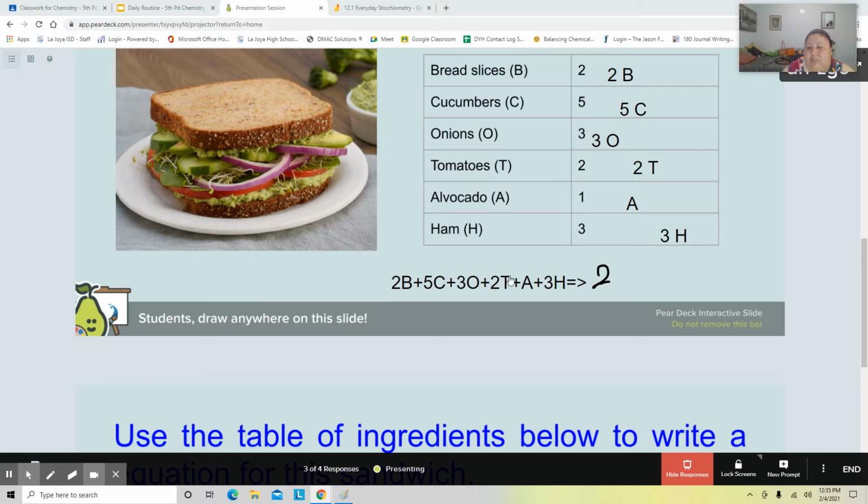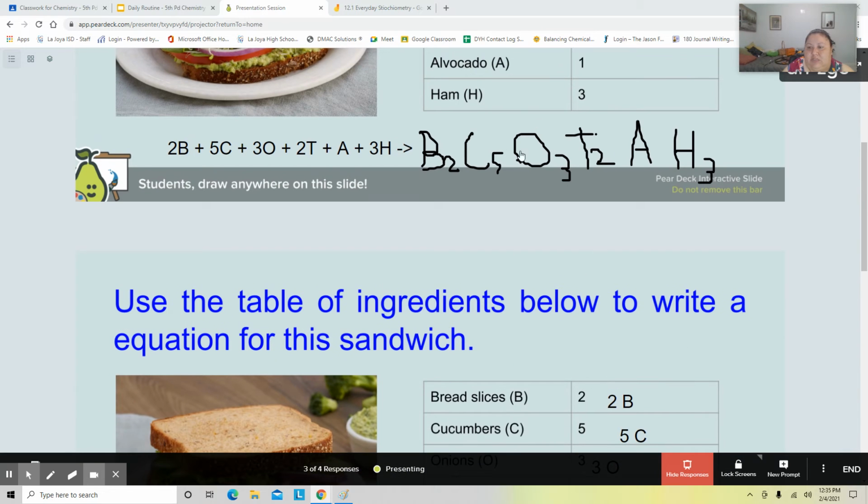Remember, you're going to put the elements, right? The ingredients first. And then the numbers are going to be subscripts, just the way you see it here. Very good. This is my compound. I have B, subscript 2. Cucumbers, subscript 5. Onions, subscript 3. Tomato, subscript 2. Avocado is a 1. And my ham, I have 3 slices. Very good. That's perfect. That's exactly what you need.